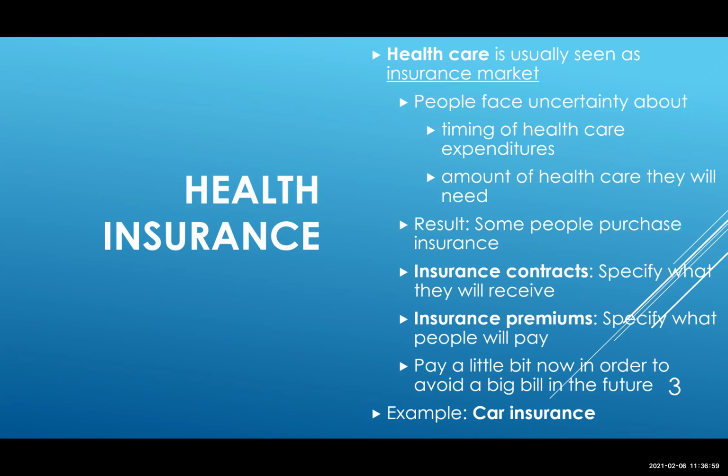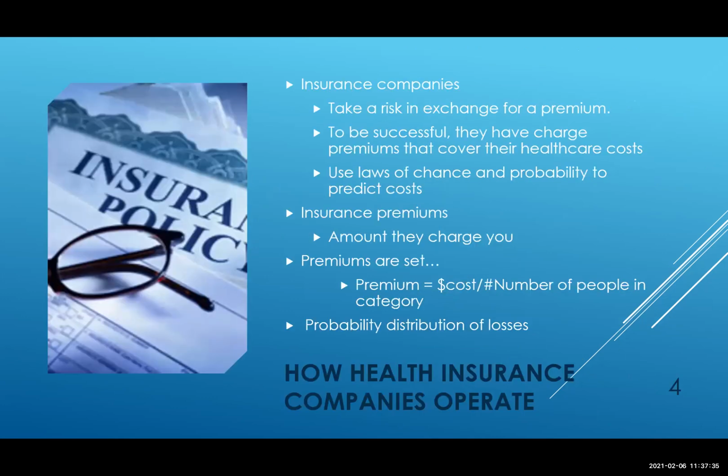So insurance contracts will then specify what each individual or family will receive during that year. Insurance premiums specify what the people will pay. So that's the cost, right? So basically the idea is you pay a little bit now in order to avoid paying a big bill in the future. This is usually easier to visualize with car insurance. So we're going to look at car insurance.